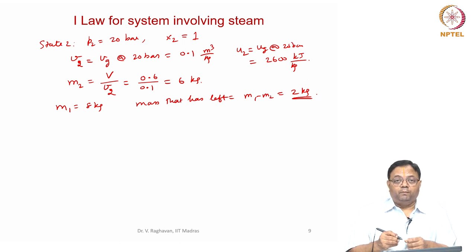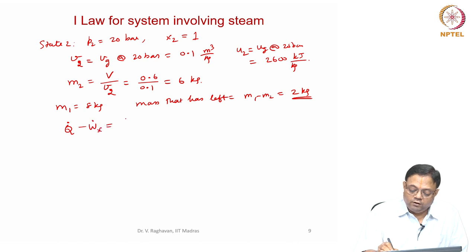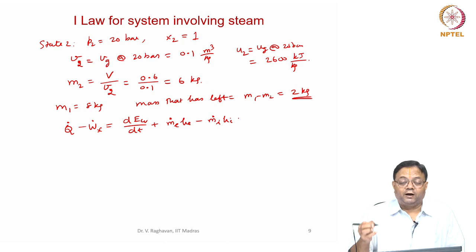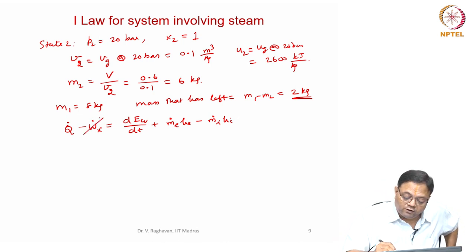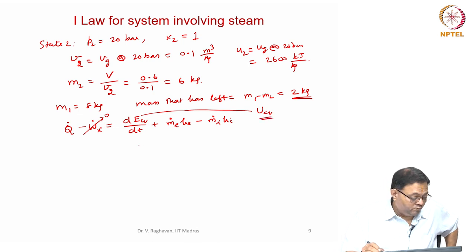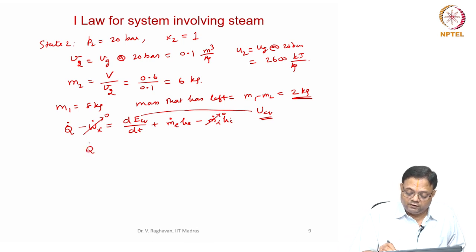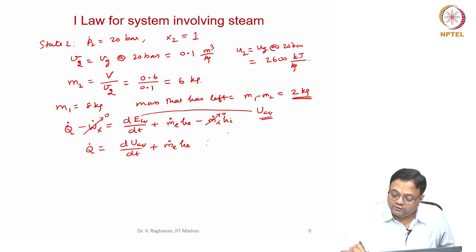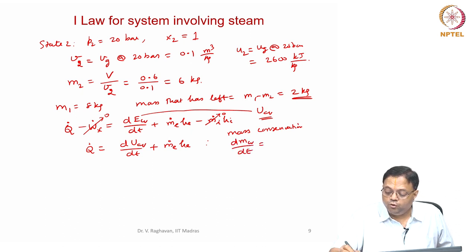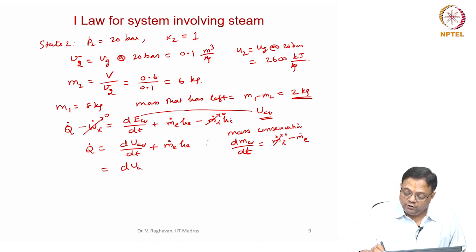Now, for the control volume, apply the first law: Q dot minus Wx dot equal to dE_cv by dt plus m dot e into he minus m dot i into hi. Kinetic and potential energy changes are neglected. Here there is no work involved, so that is 0. Similarly, E_cv is only U_cv. There is no mass coming in, so that is also 0. Now I can write Q dot equal to dU_cv by dt plus m dot e into he. Now, mass conservation: dm_cv by dt equal to m dot i minus m dot e, but here m dot i is 0.